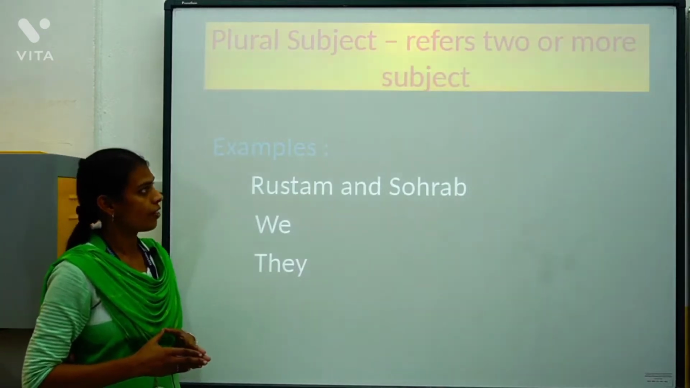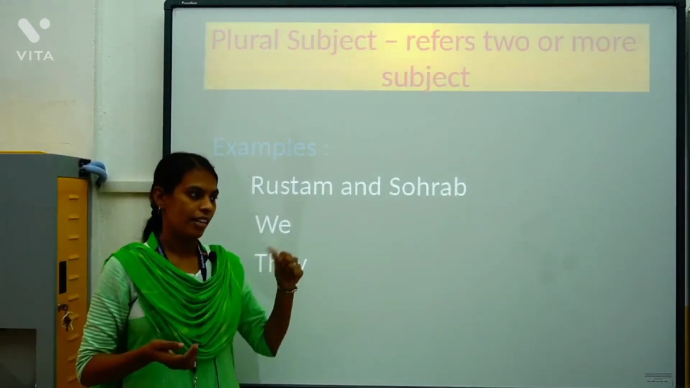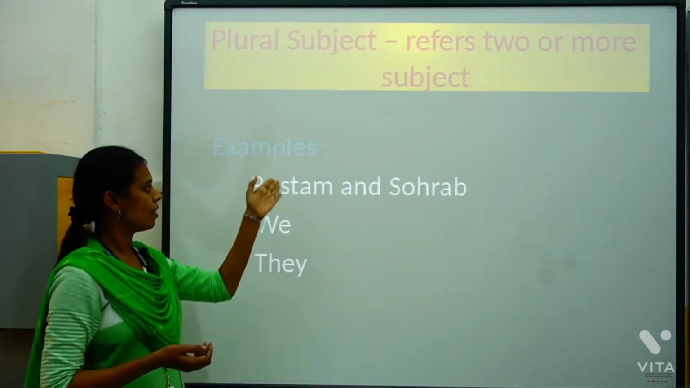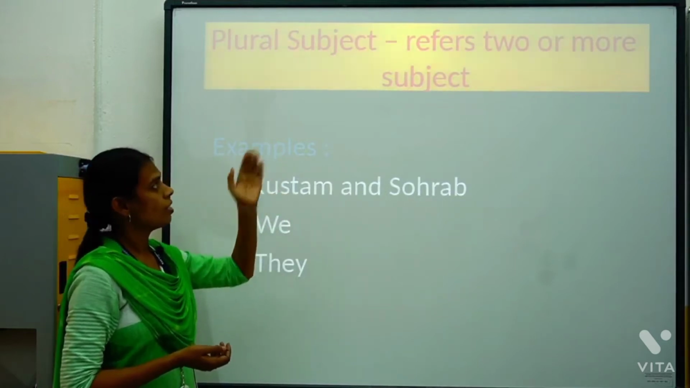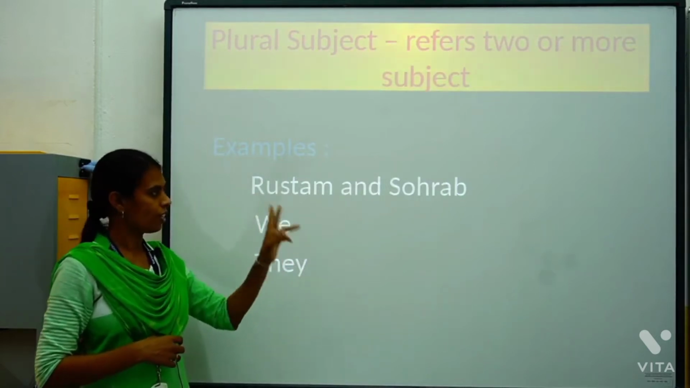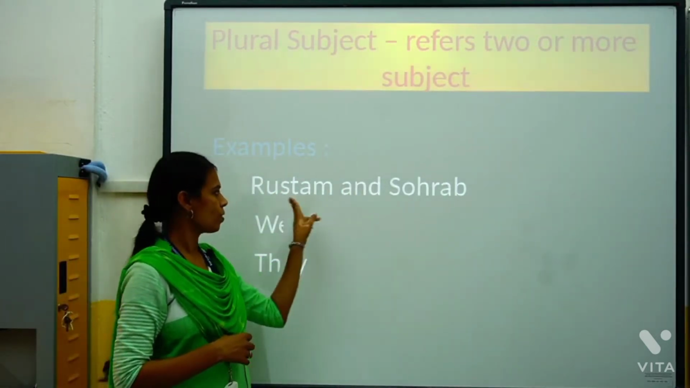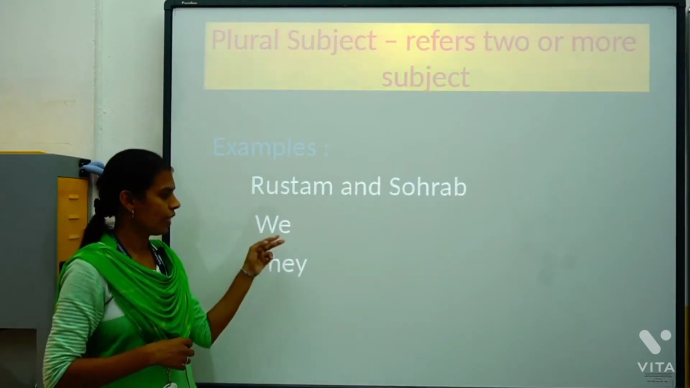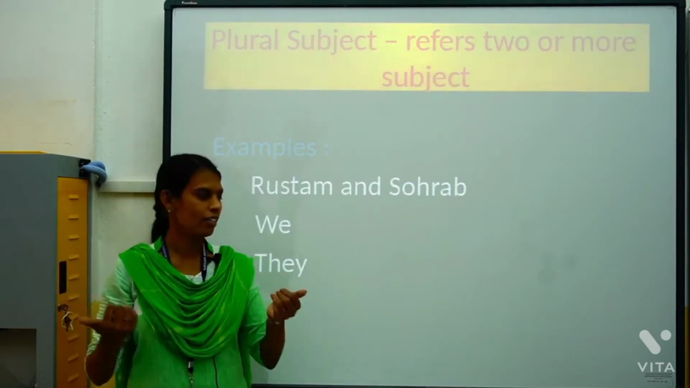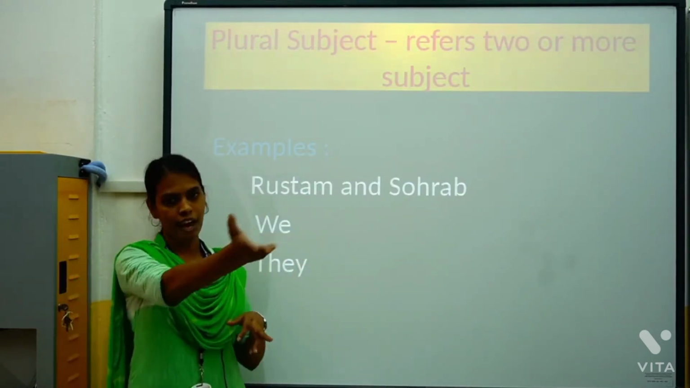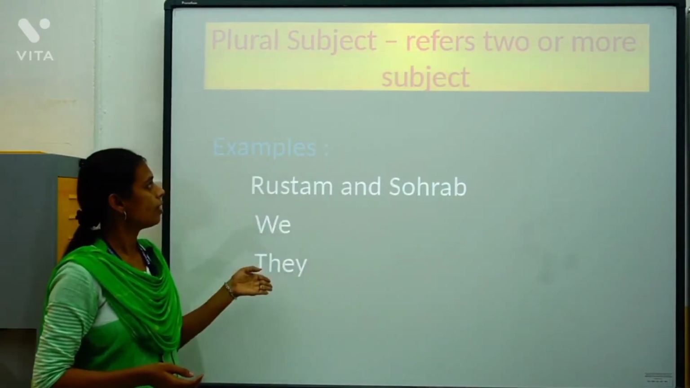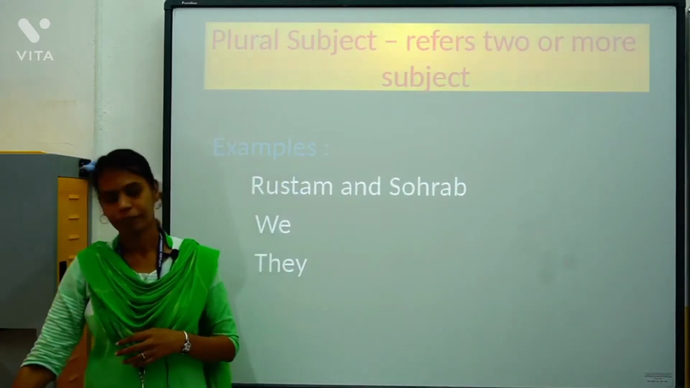Then a plural subject refers to two or more subjects. A singular subject refers to only one particular person or thing, right? Here I have given examples of plural subjects. Rustam and Sohrab. Here Rustam is a subject and Sohrab is another subject, so there are two persons here. We consist of many people, right? And they also consist of many people. Therefore these are examples of plural subjects.